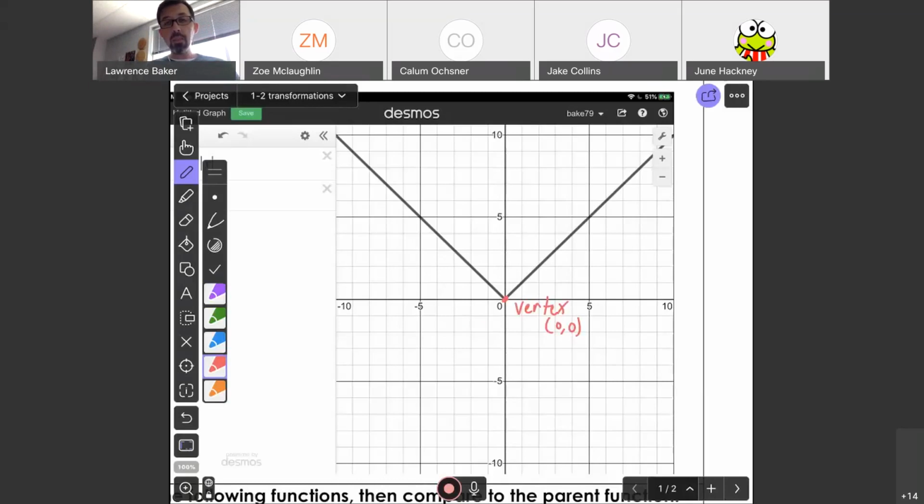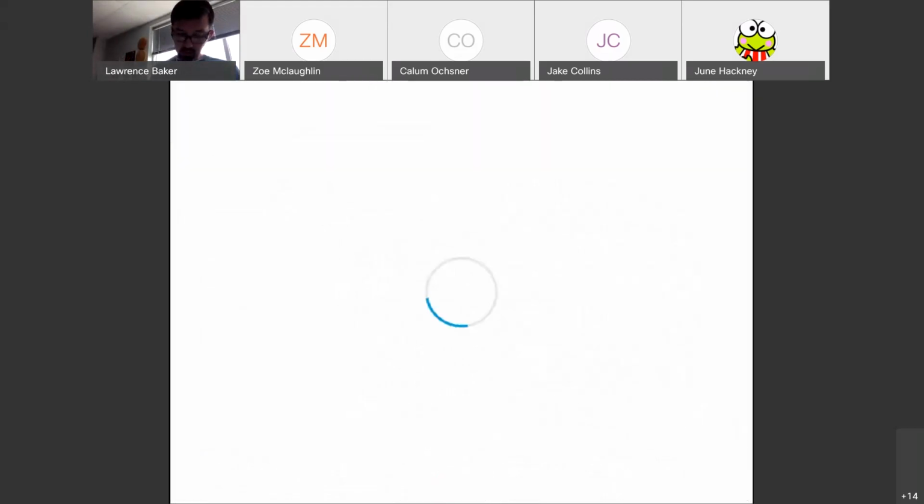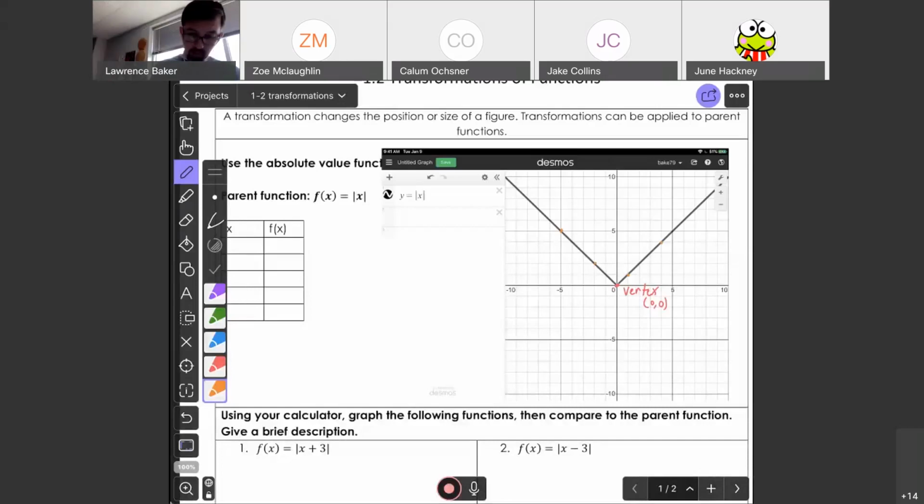And really from there, I'm just going to pick random points, some on the left, some on the right of the vertex. So nothing special about any of these, like (-5, 5), or (-2, 2), or (1, 1), or (4, 4). There's nothing special about the other points I'm picking. They're just points somewhere on the graph. But again, some on the left side, some on the right side. Sorry, I bumped the wire. So (0, 0), (-5, 5), (-2, 2), (1, 1), (4, 4).